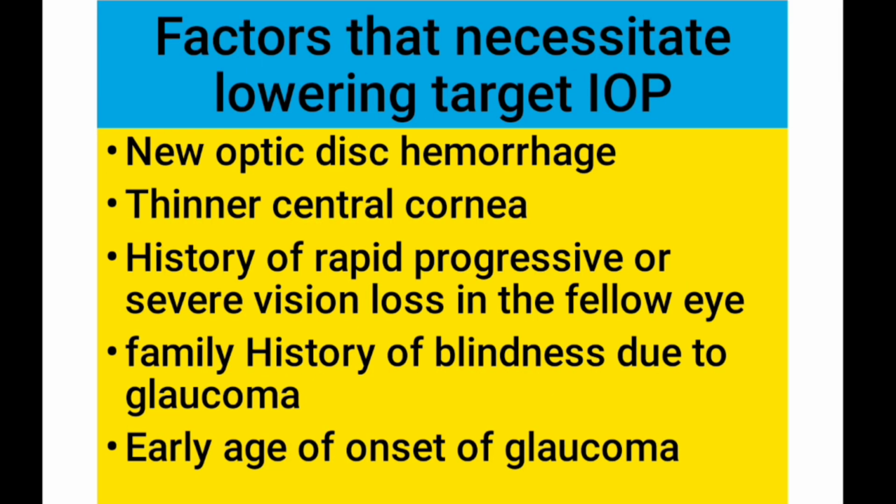There are some conditions where the IOP has to be reduced to a lower level. That is, if there is appearance of a new optic disc hemorrhage, the corneas are thin, there is a history of rapid progression, or there is severe loss of vision in the fellow eye because of glaucoma, a family history of blindness due to glaucoma, and early age of onset of glaucoma. In all these cases, you should really bring down the target IOP to a lower level.